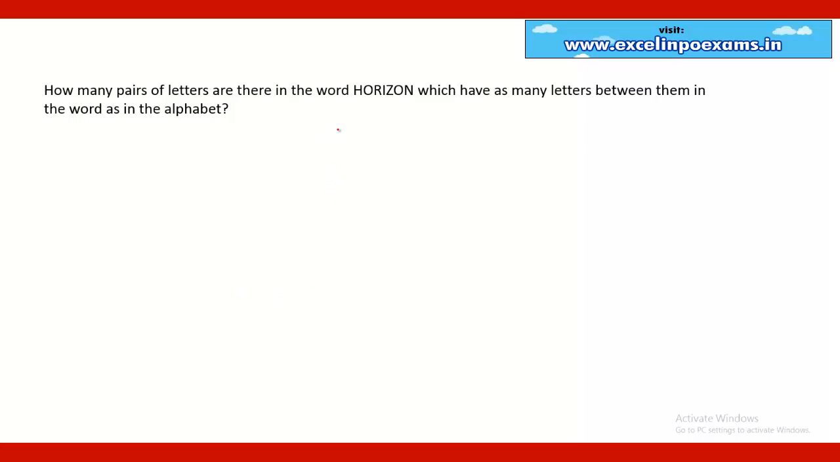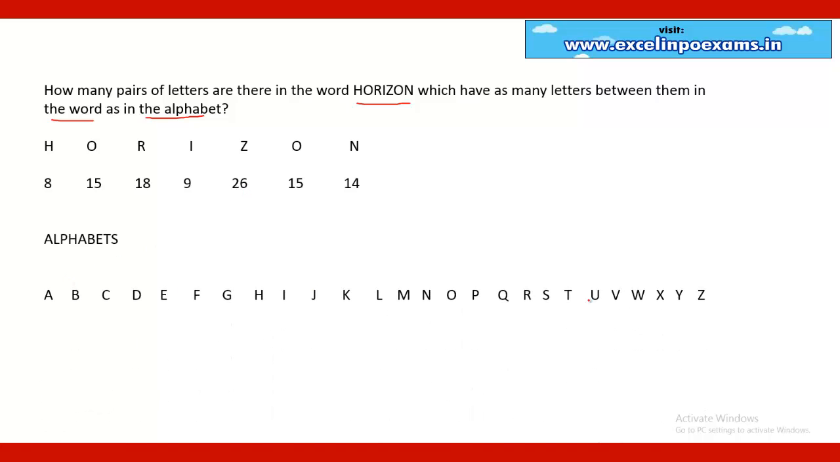How many pairs of letters are there in the word horizon, which have as many letters between them in the word as in the alphabet? So the given word is horizon. The positional number of each alphabet is 8, 15, 18, 9, 26 and so on. The alphabets from A to Z can be written like this. Now search for the numbers.